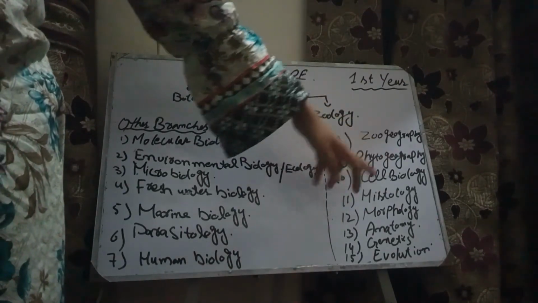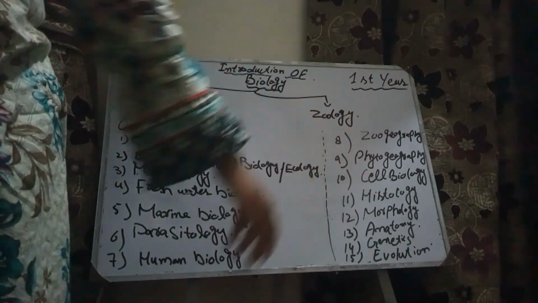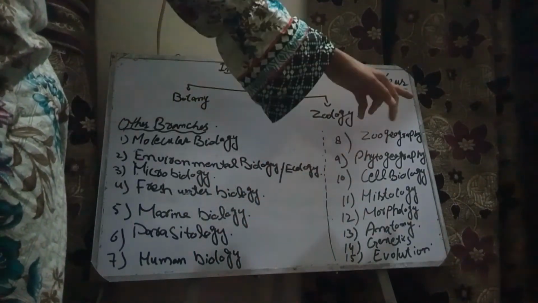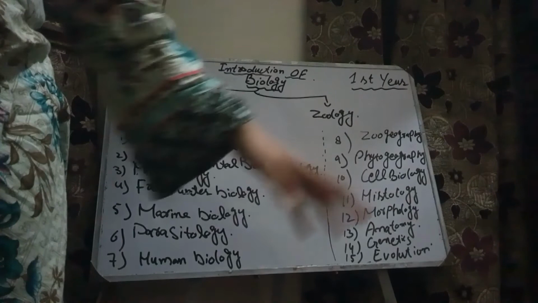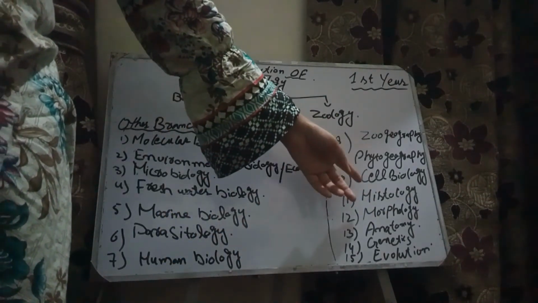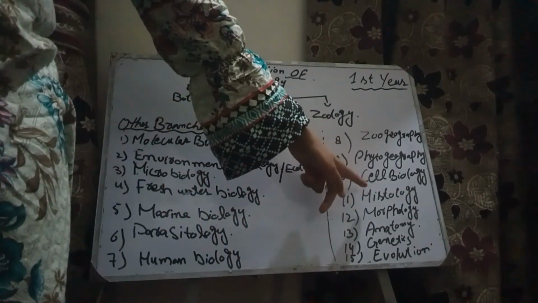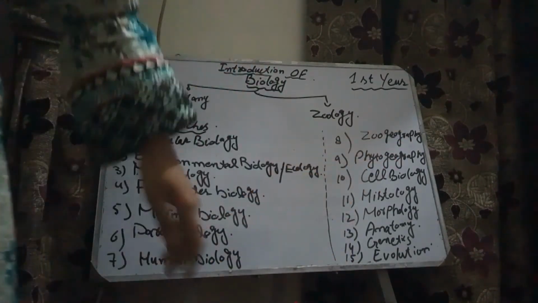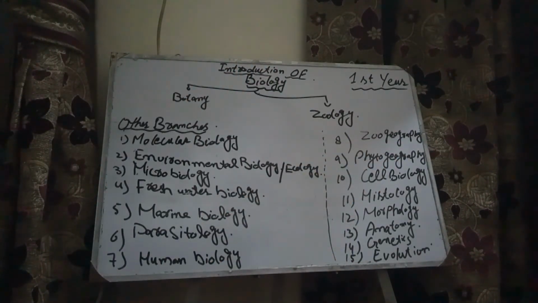Next is cell biology. In cell biology we study the cell. The cell is the basic unit of life. So in cell biology we study cell organelles, what their composition is, everything. Then histology: cells combine to form tissues. So after cell biology we study histology, the study at tissue level.